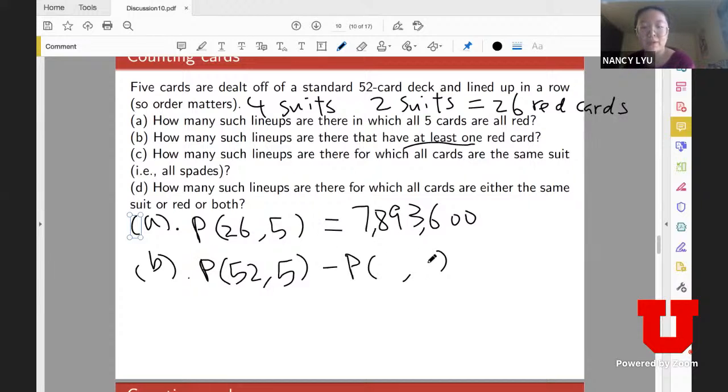And then minus the one where we cannot have a single red card. And that would be 26 choose 5? Yep. Because all the cards that are not red are also 26, and you want to choose 5. And this will give us the number of lineups that have at least one red card.